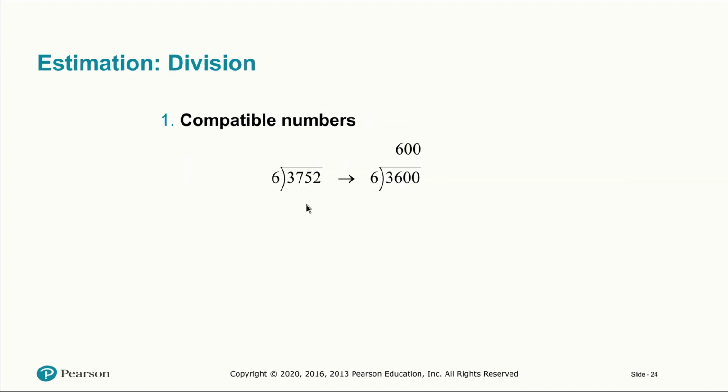We can also use compatible numbers for estimation. In this case, you're dividing 3752 by 6, so you want to go to the closest multiple of 6 that you're familiar with and do the division to get an approximate value for that division. Of course, it is not exact.